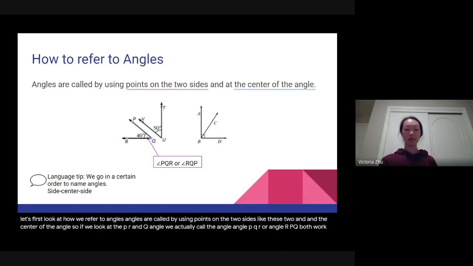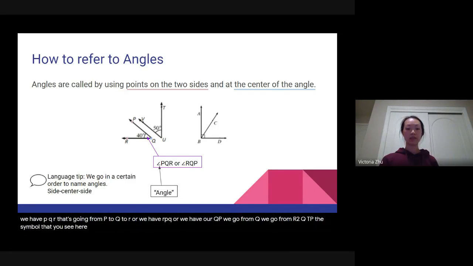So language tip, we go in a certain order to name angles. We go side, center, side, and we can go both ways. So we can see that we have PQR, that's going from P to Q to R, or we have RQP. We go from R to Q to P. The symbol that you see here is the symbol for angle. So in math, we use symbols to represent certain words. In this case, this symbol represents the word angle. It saves us some writing.